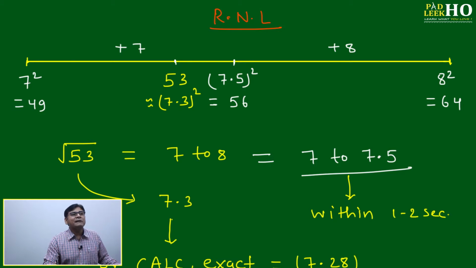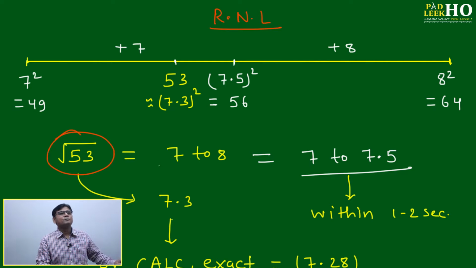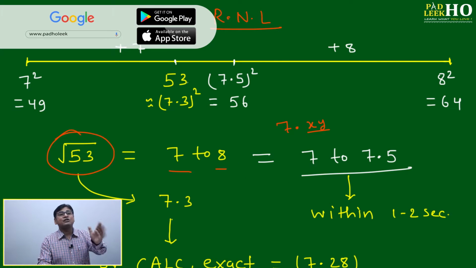What will we do here? We will take 7 square and 8 square. Why are we taking 7 square and 8 square? Because we are trying to find the square root of 53. That is the only issue. It is sure that it will come between 7 and 8. Now the only issue is that it will be 7.XY. What will be the value of XY? That only we will try to approximate from this technique or this representation.